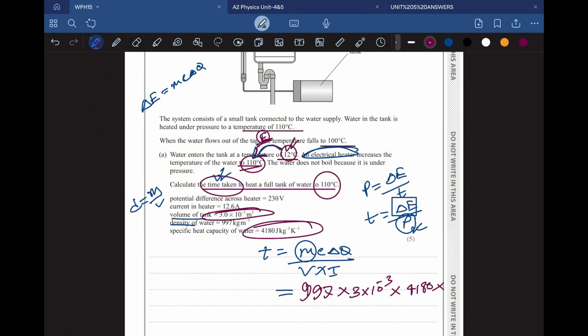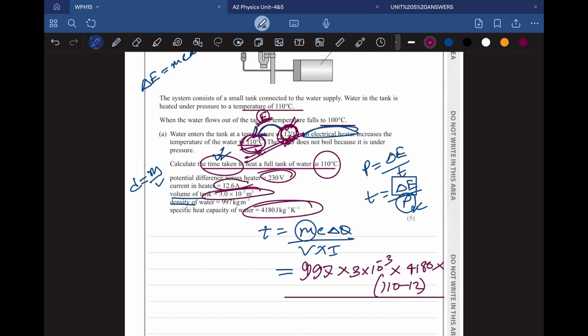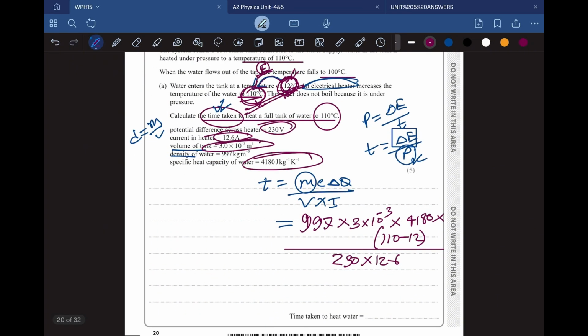We have to actually convert it into Kelvin, but converting both of them will have to include 273. So rather than converting into Kelvin, we can just write this down. The math will be the same. There will be no difference, because adding 273 to this one and to this one doesn't make any difference while subtracting them. Okay, so we can write 110 minus 12, divided by the power, and we know the power will be voltage into current, as they have given us the voltage and current. So 230 into 12.6. So this will be our value, and time will be equal to 423 seconds. So this is going to be our answer.